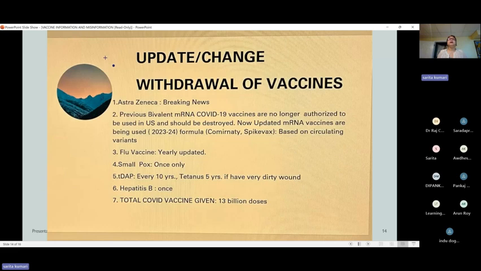So this is again the update or withdrawal of vaccines. The AstraZeneca I already talked about. Same thing with bivalent mRNA vaccines, which are also not being used. The flu vaccine is updated yearly. So every year the old vaccines are thrown out or withdrawn and updated depending upon which variant is circulating in the community. In the case of smallpox, each disease or each virus needs its own time, depending on how long the antibody is protective against it.